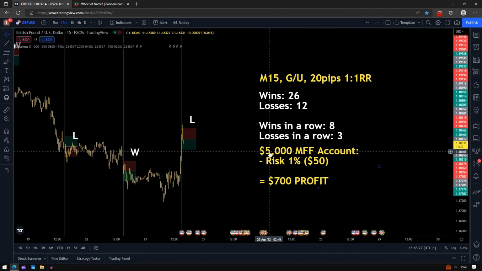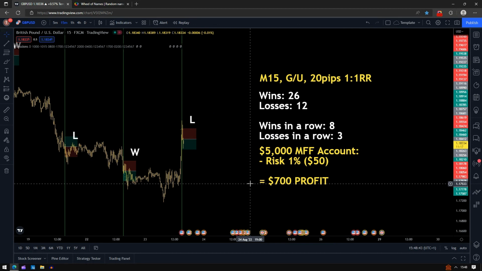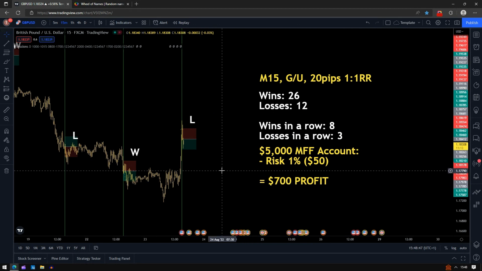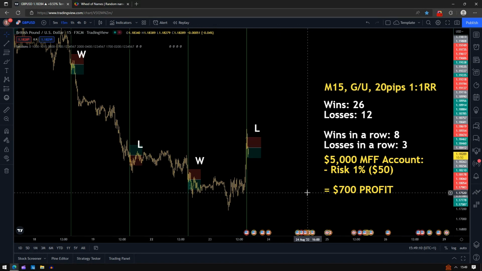With a $5,000 My Forex Funds account, we could have risked 1% per trade, and 1% of 5,000 is 50, so we could have risked $50 per trade. So since the 1st of July, you would have made $700 doing this method, and it's purely down to chance based on the spin wheel. Like I said, I didn't think this method was going to be in profit, so I am very surprised about that. But it is always nice to see that methods like this do work.